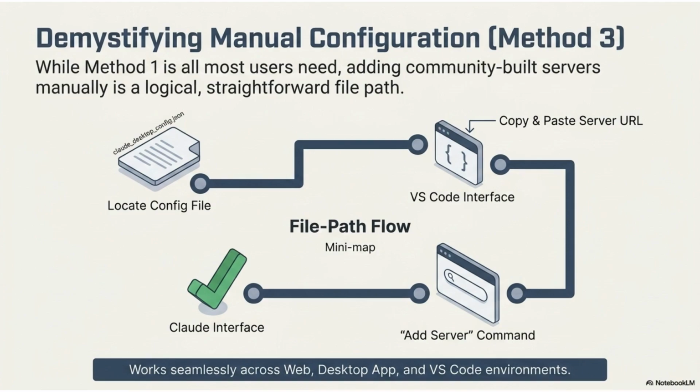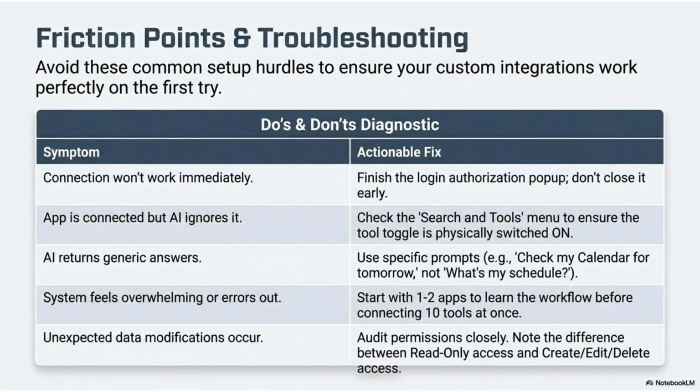If you run into a hiccup, don't worry. Most fixes are simple. If a connection won't work immediately, make sure you didn't close that login pop-up too early. If the AI seems to be ignoring a tool, just double-check that the tool toggle is physically switched on. And my best advice? Start with just 1 or 2 apps to learn the workflow before you try to connect 10 things at once.